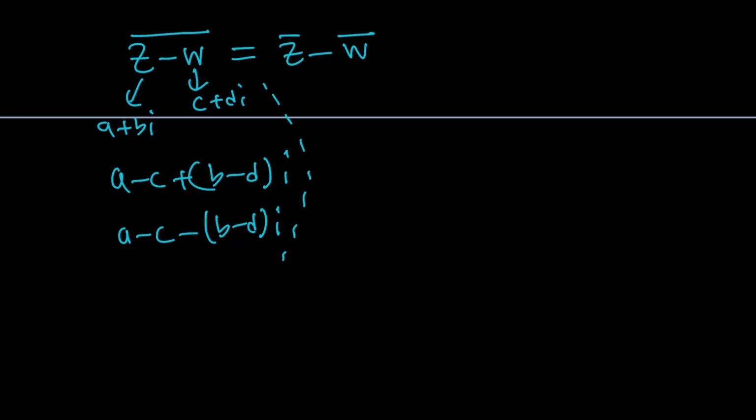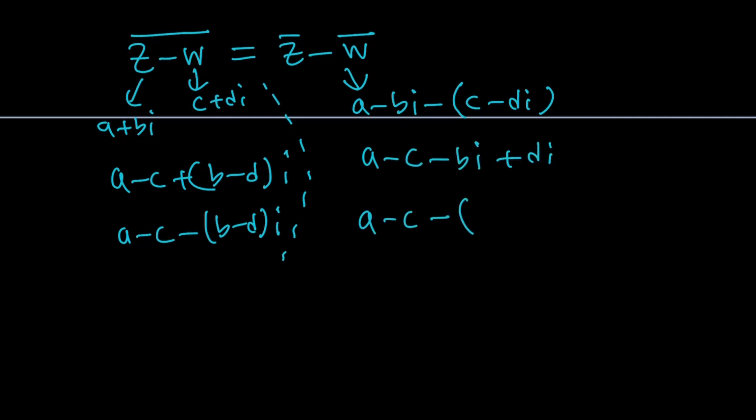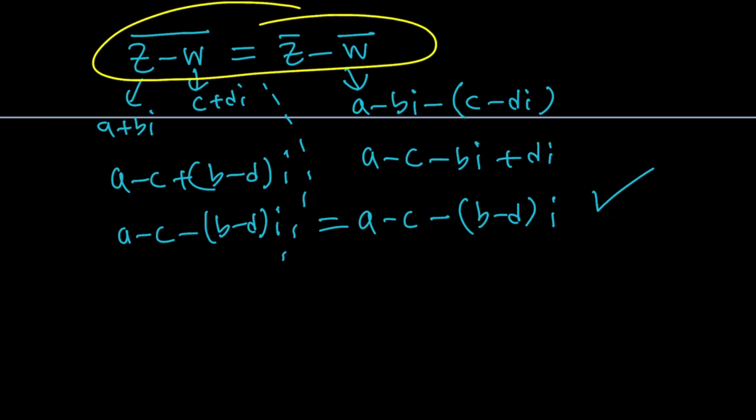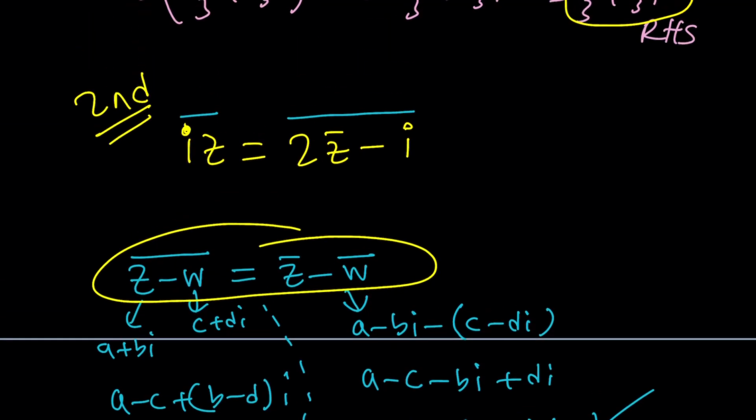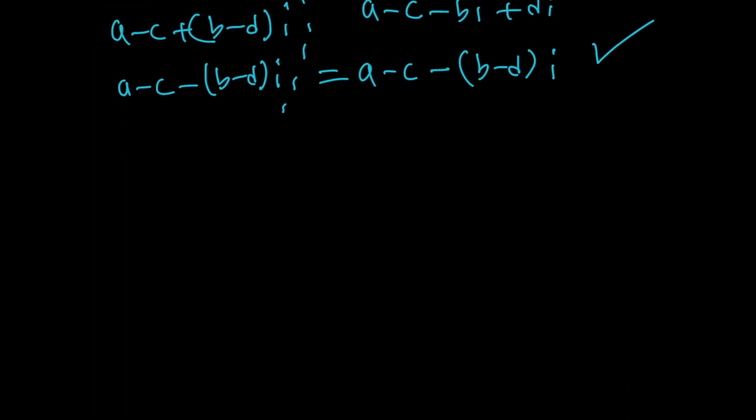Let's do the same thing on the right-hand side. Here we're going to get a minus bi minus (c minus di) because I conjugate first and then subtract. This will give me a minus c minus bi plus di, and then I can finally write it as the opposite of (b minus d) times i, and yes, they are equal. Awesome, success, which means this is an identity. It's always true.